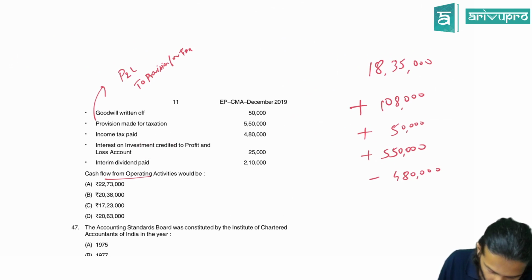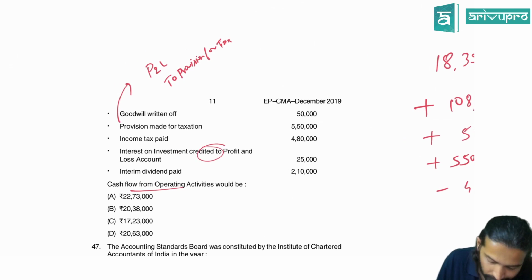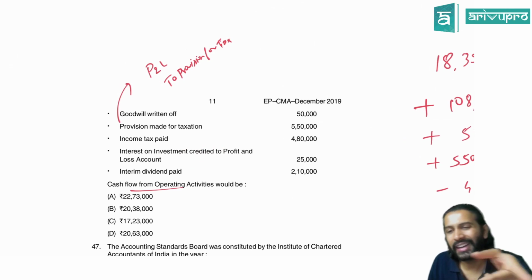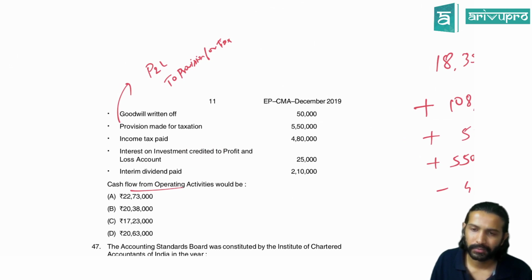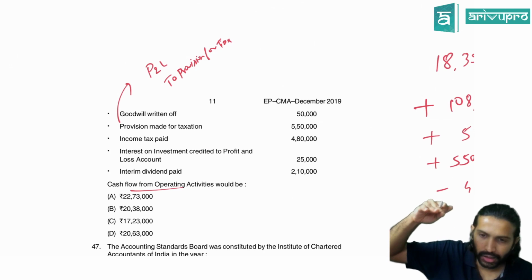Next, interest on investment credited. Credited means you have credited the P&L account. That's what they're saying: interest on investment credited to P&L account. Meaning interest income you have transferred to P&L. If you transfer an income to P&L, the balance will increase.